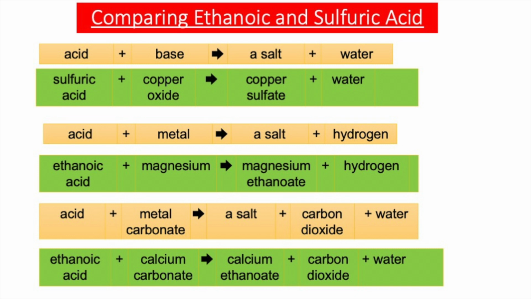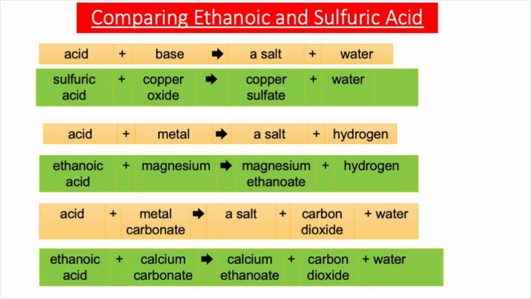If we have an acid reacting with a metal, we'll form a salt and hydrogen. Remember that metal must be more reactive than the hydrogen in the acid for a reaction to take place. So if we had ethanoic acid and magnesium, we'd form the salt magnesium ethanoate and hydrogen.